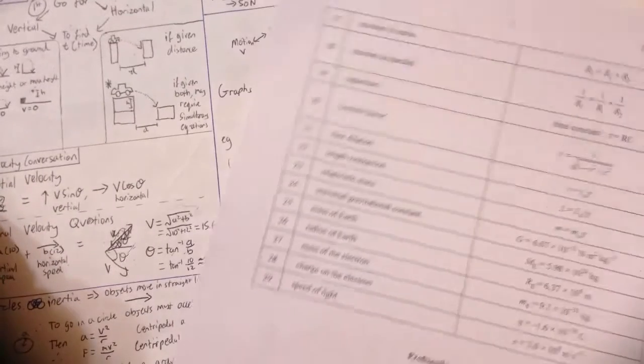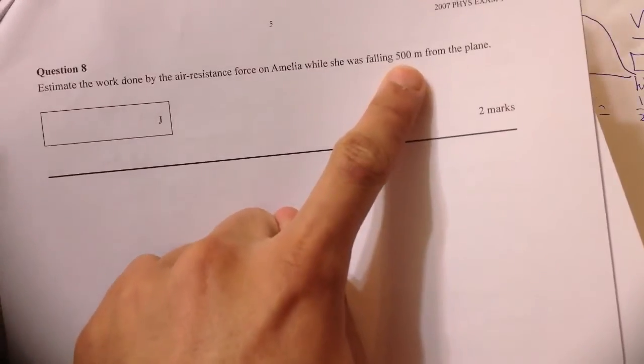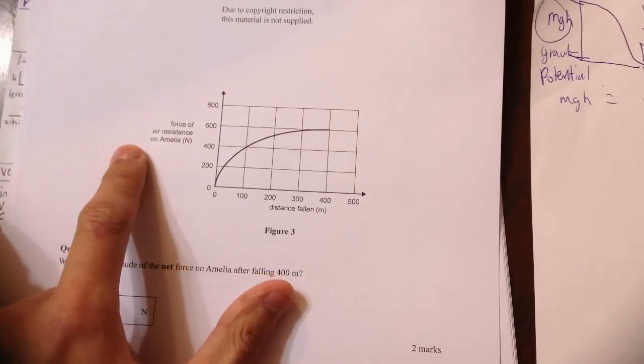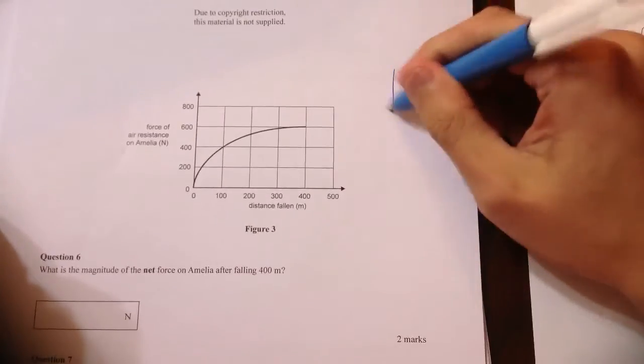So an example of this here. Estimate the work done by air resistance force on Amelia when she was falling 500 meters from the plane. You don't know the entire thing, but we're looking for work, and we have a graph here. Fallen how far? 500 meters from the plane. We don't know anything. All we know, she's falling.